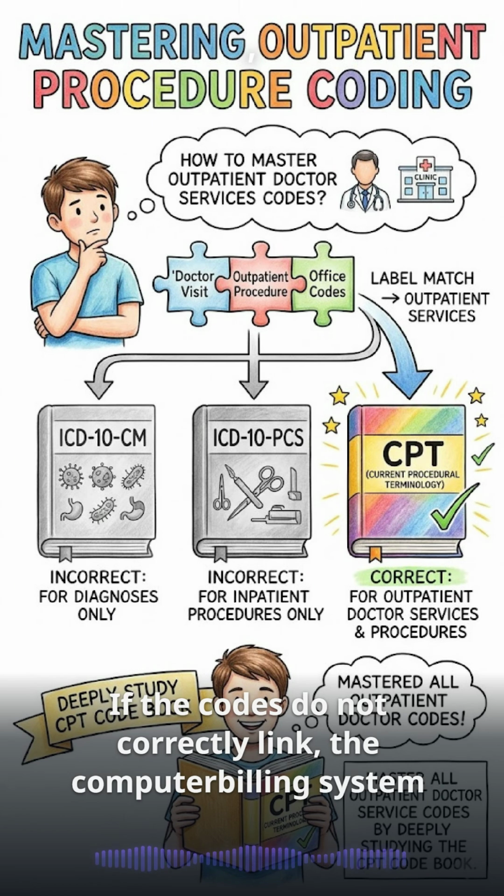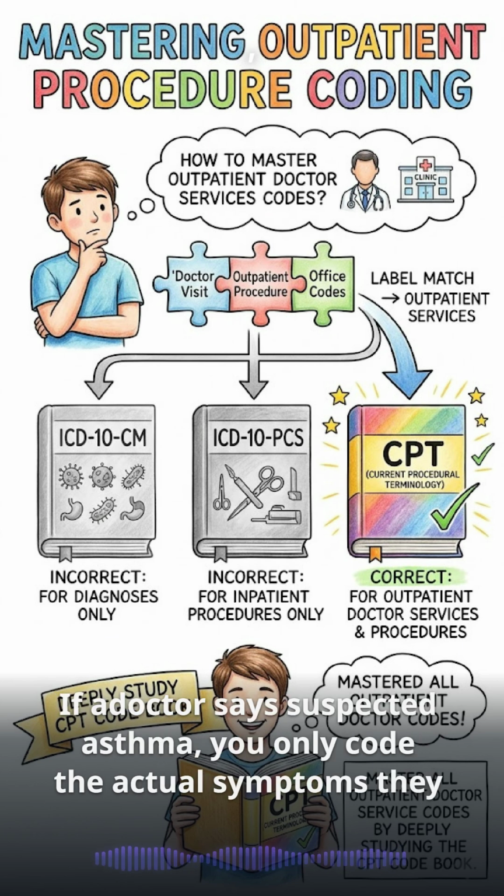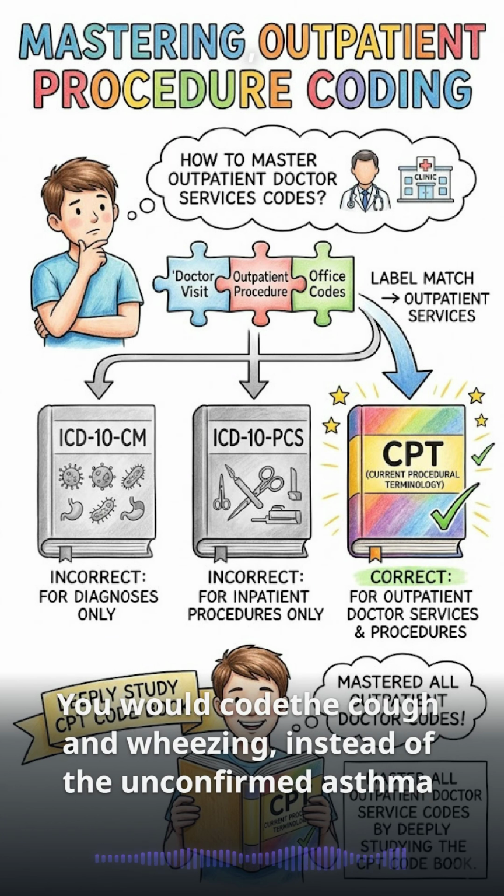There is a special rule for outpatient diagnosis coding that you must always remember. You cannot code probable or suspected conditions in the outpatient medical hospital setting. If a doctor says suspected asthma, you only code the actual symptoms they have. You would code the cough and wheezing instead of the unconfirmed asthma lung disease.